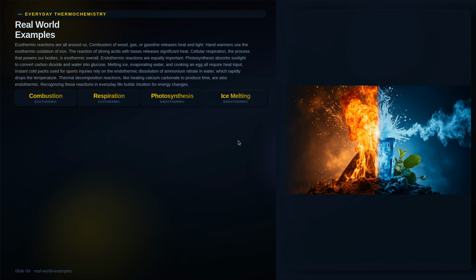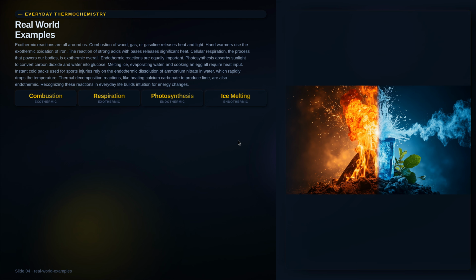Exothermic reactions are all around us. Combustion of wood, gas, or gasoline releases heat and light. Hand warmers use the exothermic oxidation of iron. The reaction of strong acids with bases releases significant heat. Cellular respiration, the process that powers our bodies, is exothermic overall.